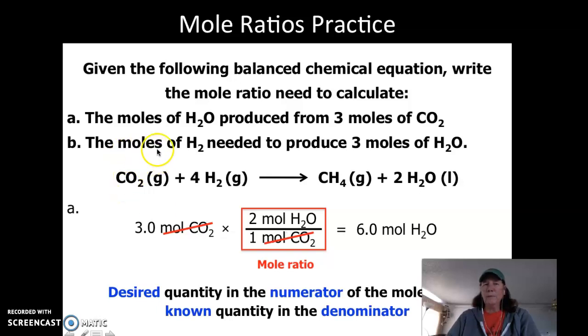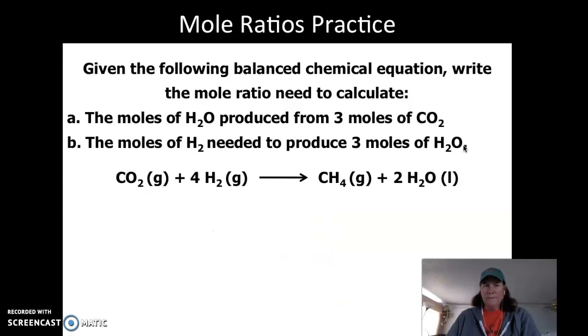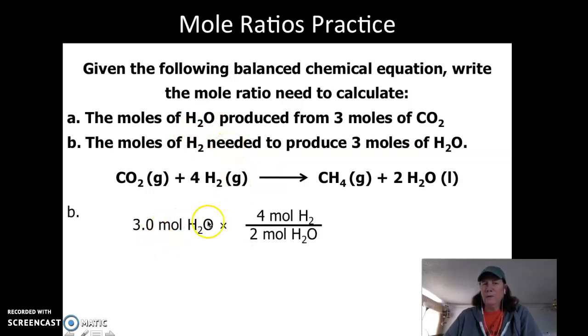Here, the moles of H2 needed to produce 3 moles of H2O. I suppose that'll be on the next one. So for B, write down what you know. I got 3 moles of water. Now my mole ratio, I'm going to put water on the bottom and H2 on top. Again, what I'm trying to get rid of on the bottom, what I'm trying to find on the top. There's the 2 for water, and there's the 4 for hydrogen. So 3 times 4, 12, divided by 2 is 6. That comes from my balanced equation.